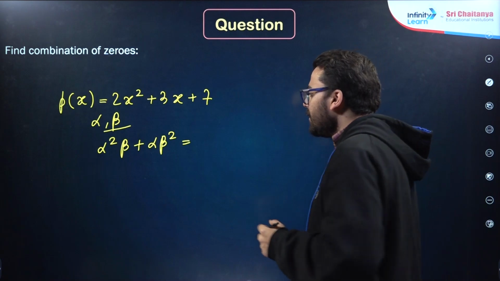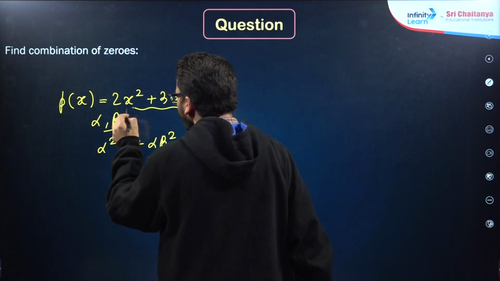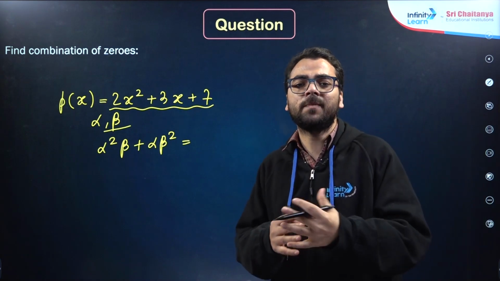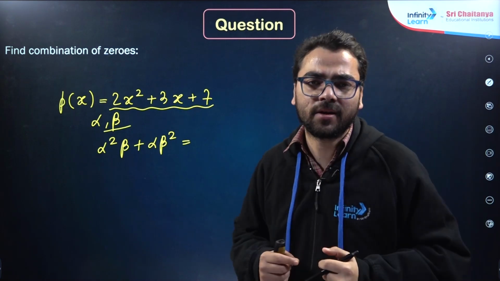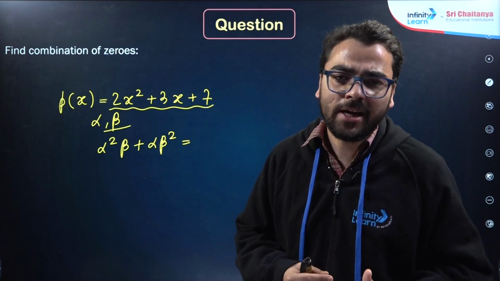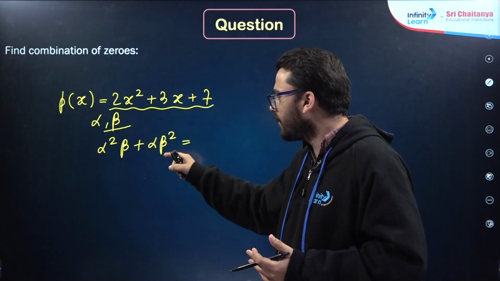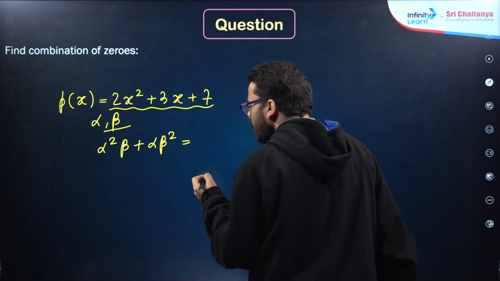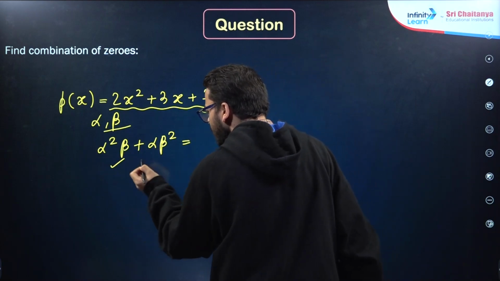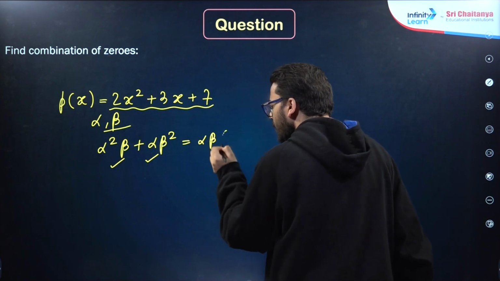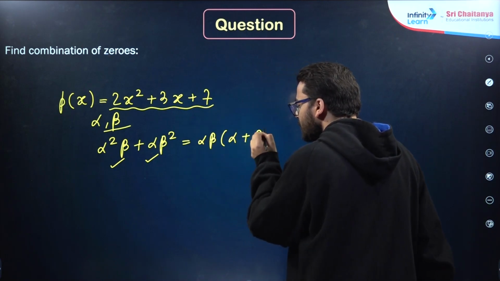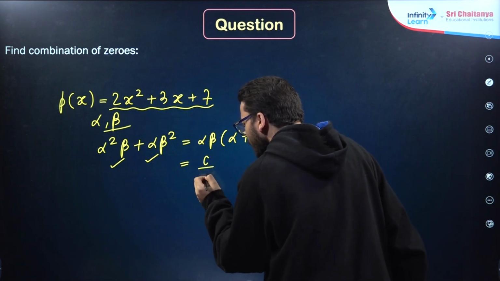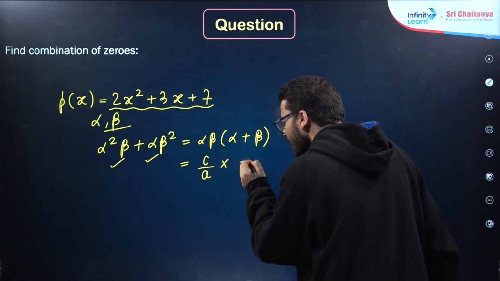So over here, the very first thing is they will give you a polynomial which you will not be able to factorize, which you will not be able to split using the middle term splitting method. You can obviously find its zeros, but if you will directly try to put alpha and beta, it will make it very complex. So try to find the expression in the form of alpha beta and alpha plus beta. So take alpha beta common over here, you will be left with alpha plus beta. Now you see alpha beta is what? That is equal to c by a if you remember, and alpha plus beta is minus b by a if you remember.